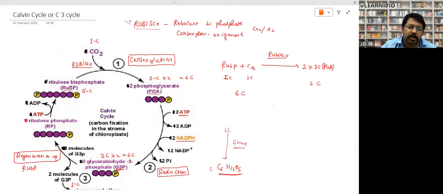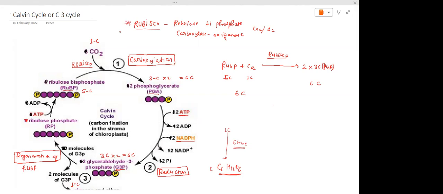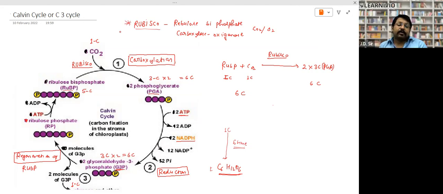What is the peculiarity of rubisco? What is the specialty of rubisco? That question has been asked in medical NEET exams. What is special about rubisco? Anyone of you? It is the most abundant enzyme. Very good, excellent.